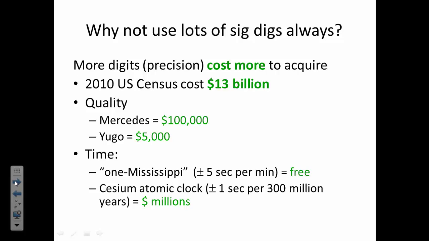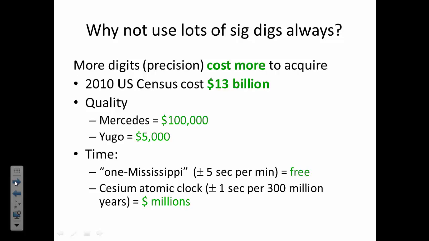You can estimate time if you wanted to see how long it takes you to walk across the room or something by counting 1 Mississippi, 2 Mississippi. And I don't know, I sort of guesstimated, maybe that's plus or minus 5 seconds every minute that you're counting. But that's a free method, and it's cheap and it's not very accurate.